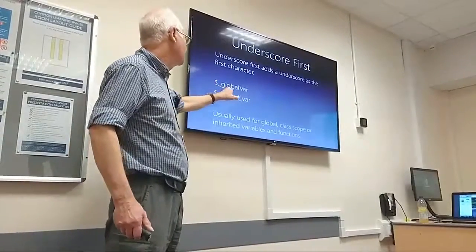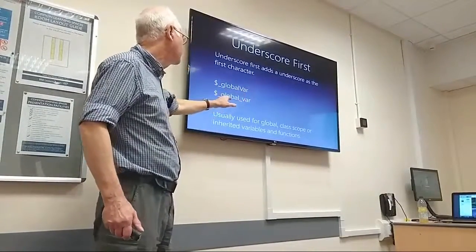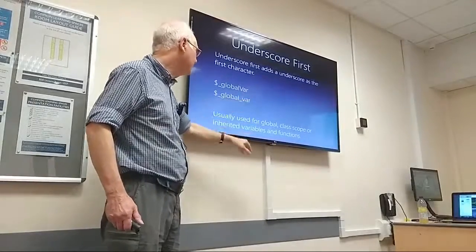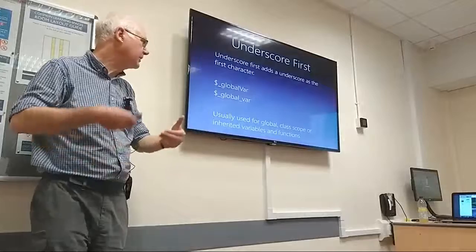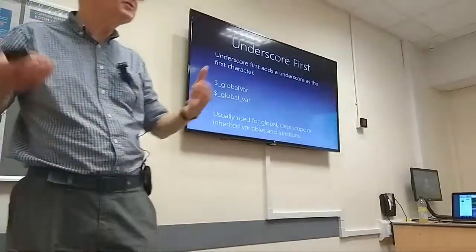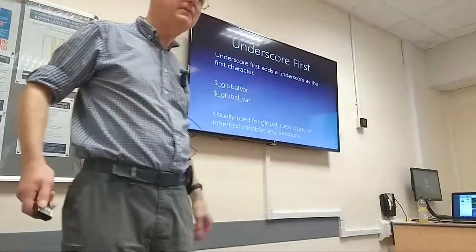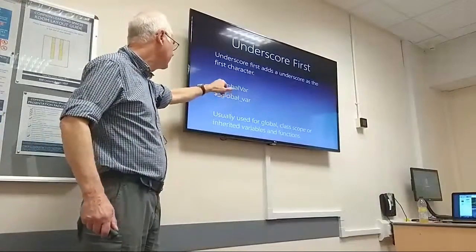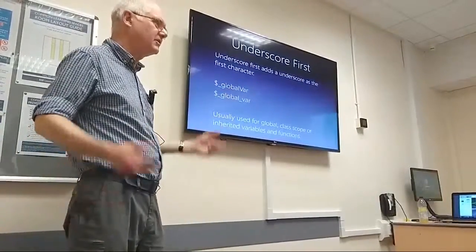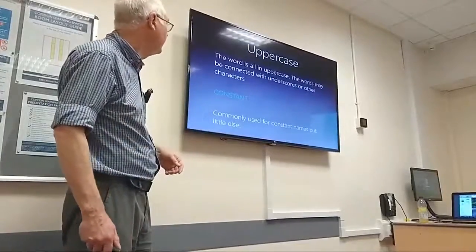So $_global_var or $_globalVar. And it is usually used for global or class scope or inherited variables and functions, something that's got a wider scope than just the immediate area. And so that leading underscore is the crucial bit in that.